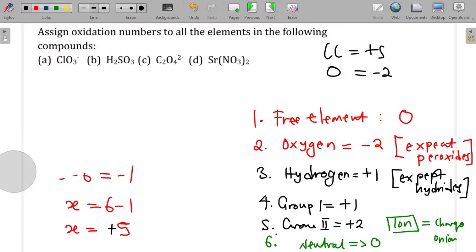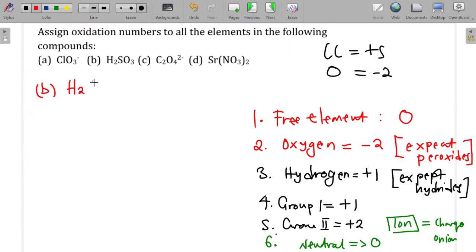Okay, let's look at part B. On part B, they're saying we have H2SO3. So we want to determine the oxidation number of the hydrogen, the sulfur, and the oxygen. For the hydrogen, we know. So that will just be 2 multiplied by a +1, right? For the hydrogen. Then plus, I'll say the oxidation number for sulfur be X, and then plus 3 multiplied by the oxidation number of oxygen, which is what? -2.